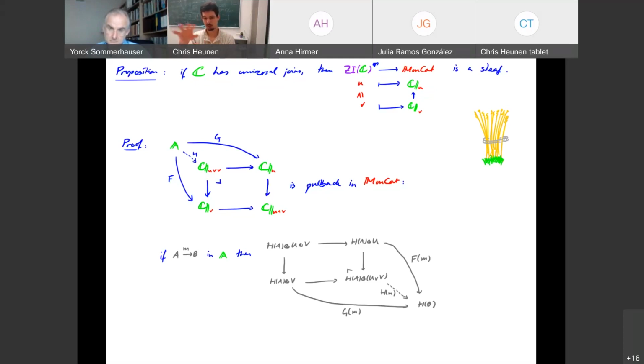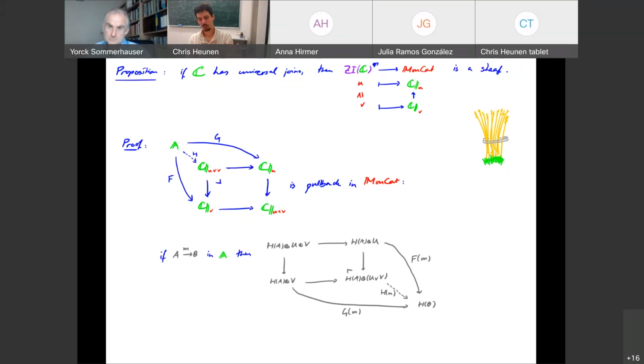Because all of these C restrict something categories have the same objects, all we really need to care about is what this map H should do to morphisms. So if you take a morphism from A to B in this extra category green A, and then you get this gray diagram on the bottom right. So you can apply H of A. F and G have to do the same thing on objects. We'll just call it H of A.